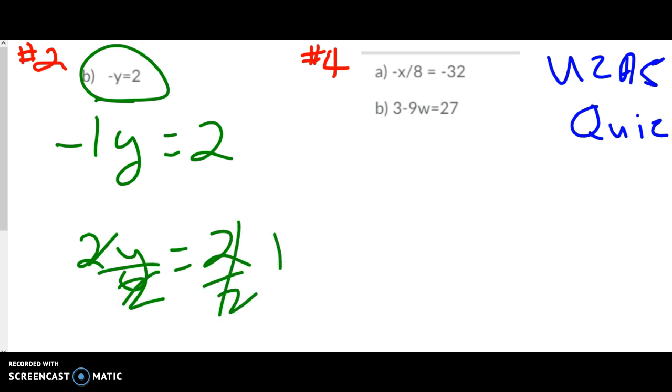Okay, and same thing here. I have negative 1y is equal to 2. y is equal to 2 over negative 1. y is equal to negative 2.